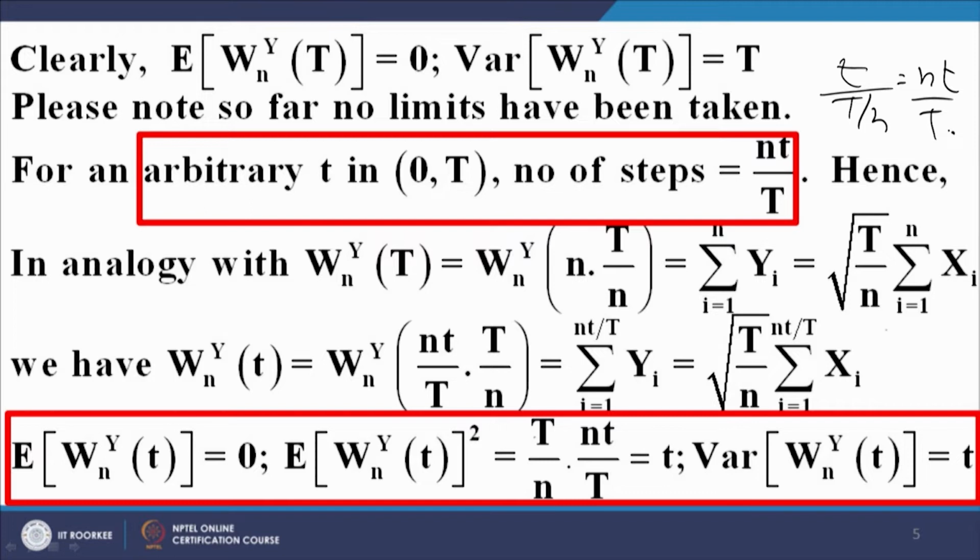Let me repeat, if small t is any arbitrary point in time between 0 and capital T, where capital T is the total time of evolution of the process, then to arrive at small t, the process needs to make n small t upon capital T number of steps, and when we incorporate that into the analysis as is shown in this slide, what we find is that the mean continues to be 0. In other words, the expected value of W of t continues to be 0, but the variance of W t at time small t is equal to small t. So, that is an important result, and that is why I have highlighted it in a red box.